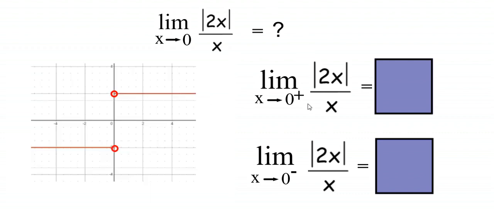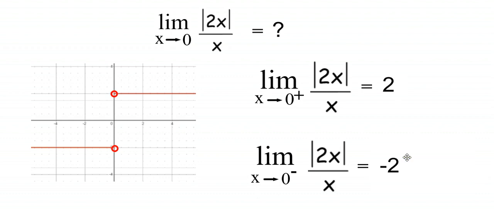So we could go ahead and plug things in, right? As x is approaching 0 from the right, we're plugging in positive numbers, and we get 2, and as x is approaching 0 from the left, we plug in negative numbers, and we're going to get -2, and this is what the graph looks like. So obviously, approaching 2 different values, the limit does not exist.